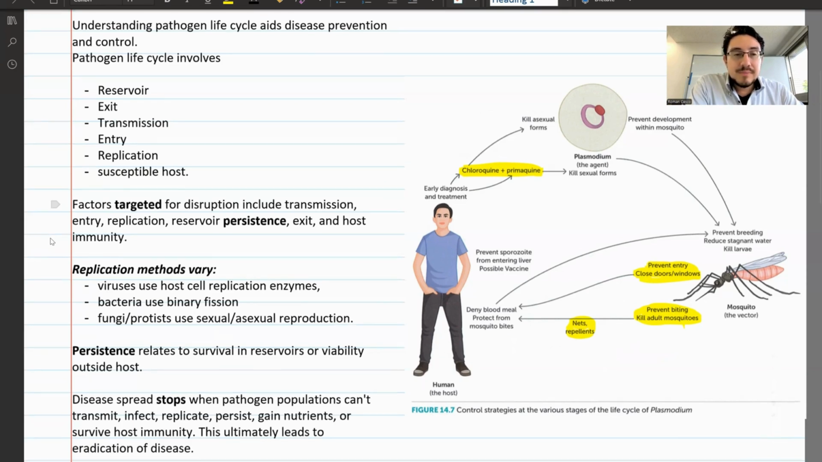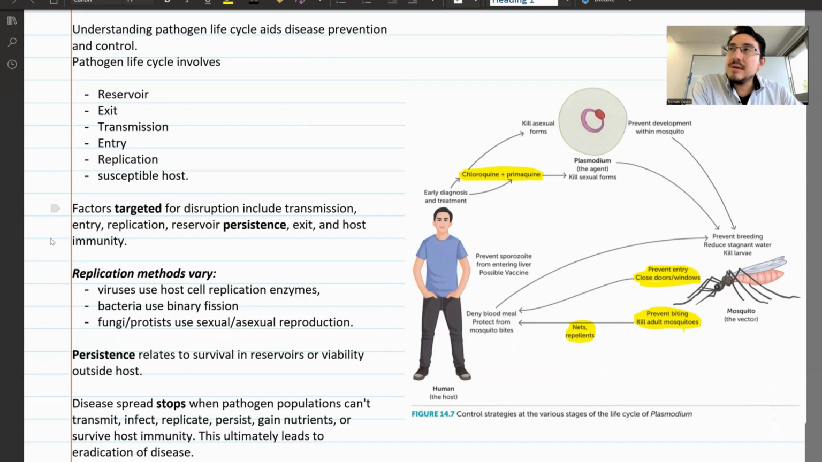So there are several ways you can target the life of a pathogen, depending on the stage of life that they're in and so forth. But you want to be able to find factors that are targetable. If you're able to stop the cycle at one of these places, you can prevent disease transmission. And like I mentioned before, it could be any of these things.